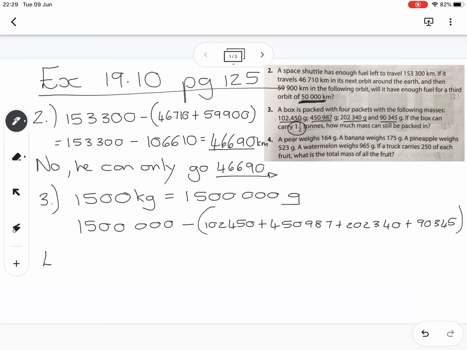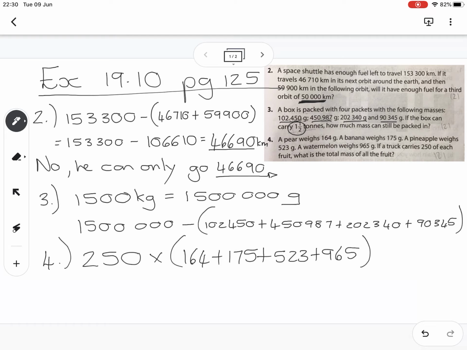Okay, number 4. A pear weighs 164 grams, a banana so much, a pineapple so much, a watermelon so much. All of them are luckily given in grams. If a truck carries 250 of each, what's the total mass? So you might be tempted to multiply each number by 250 because there's 250 of each. But to save you time, you should first do the addition. So firstly, add these guys up. 164. Once you've added them up and you get your total, you only have to multiply by 250 once, which makes it a lot easier than multiplying 4 individual numbers by 250 each time.